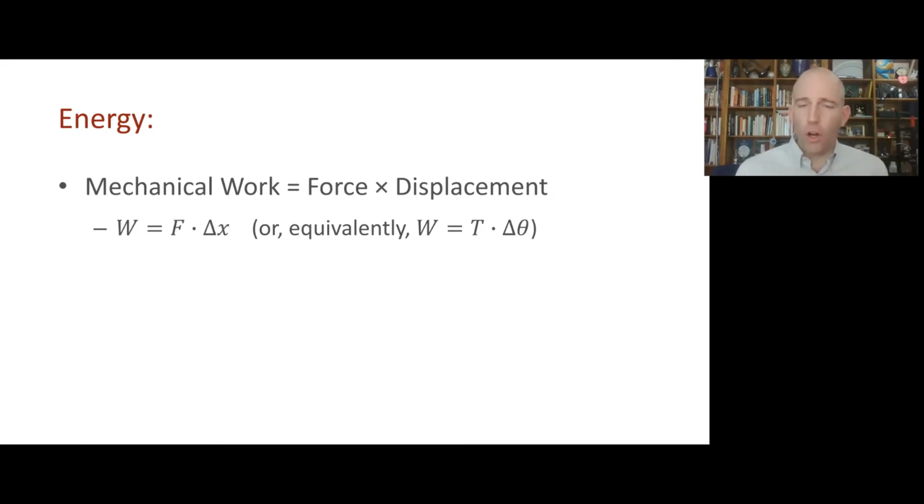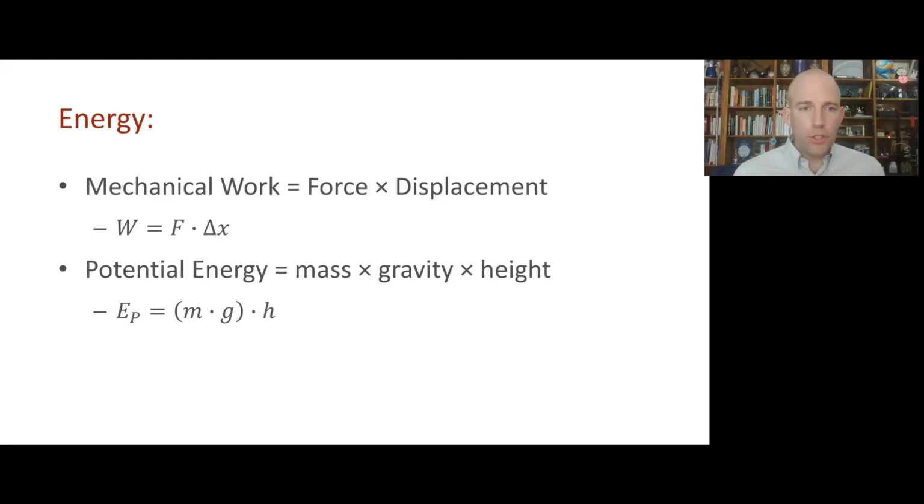As we do work on a system, it will change the mechanical energy of the system. And there are two ways that the energy can be stored. One is through potential energy. For example, gravitational potential energy, mass times gravity times height, or mgh. Here, if you look at this, you'll notice it has exactly the same form as our work equation.